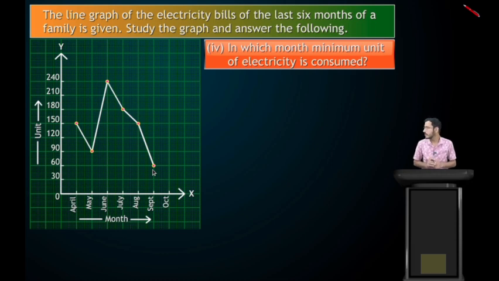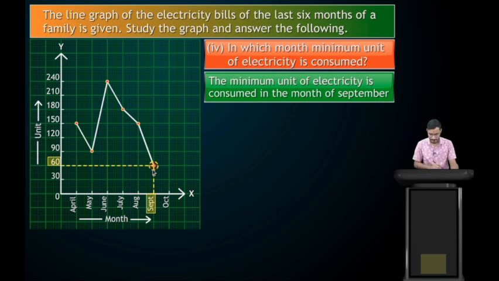Now, in which month is the minimum unit of electricity consumed? You can see the graph paper here, the minimum point in the graph, that is 60 units. So the answer is 60 units and the month is September.